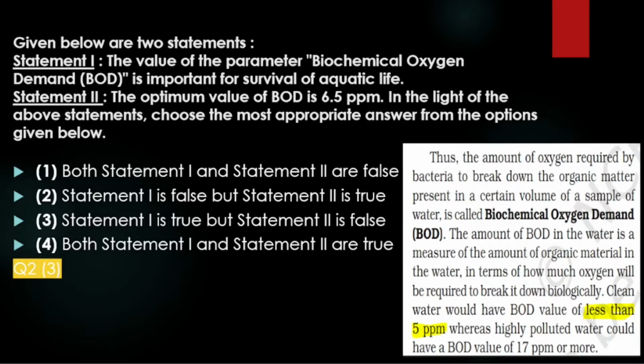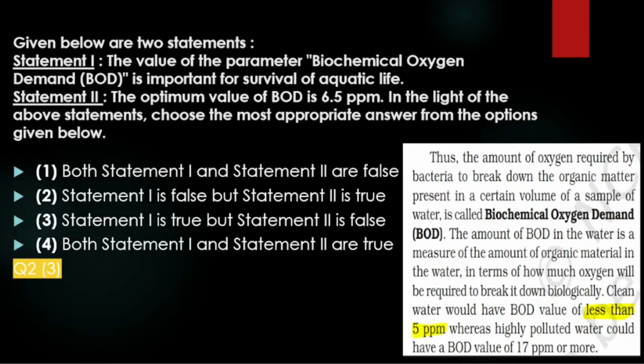Now the part of NCERT. In the NCERT book, it has defined what biological oxygen demand is, and it has written there that clean water should have an optimum, or we can say the maximum value for clean water is 5 ppm, and it should be less than that. Above 5 ppm the water is not clean. So the optimum value of BOD is not 6.5 ppm, it should be 5 ppm.